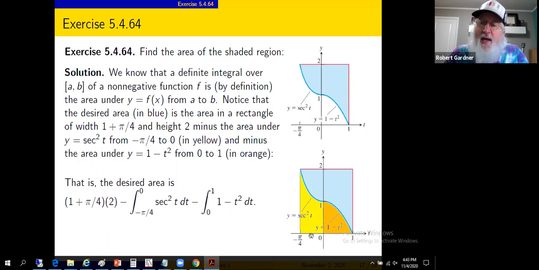The area in yellow would be the integral from -π/4 to 0, secant squared t dt. The area in orange would be the integral from 0 to 1 of the function 1 minus t squared. Areas under curves are given by definite integrals. All right, so we can find this if we can find an antiderivative for secant squared and an antiderivative for this.